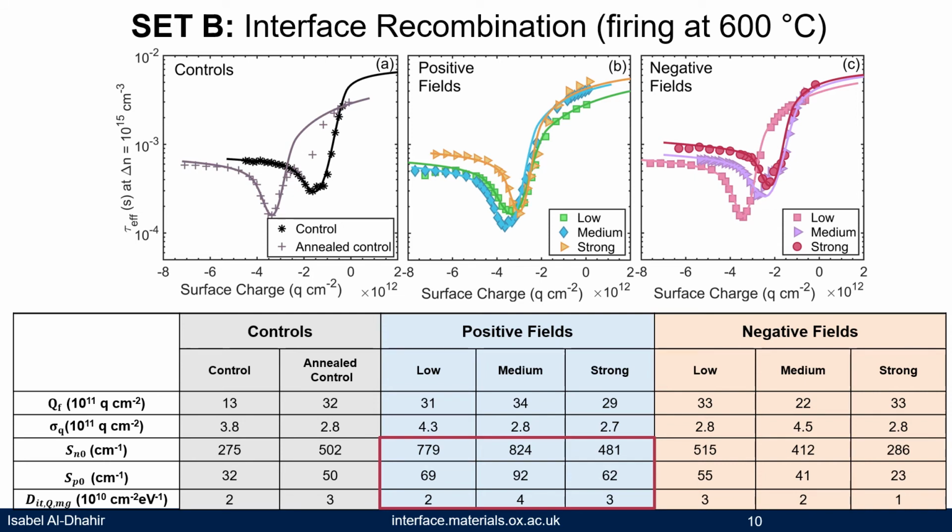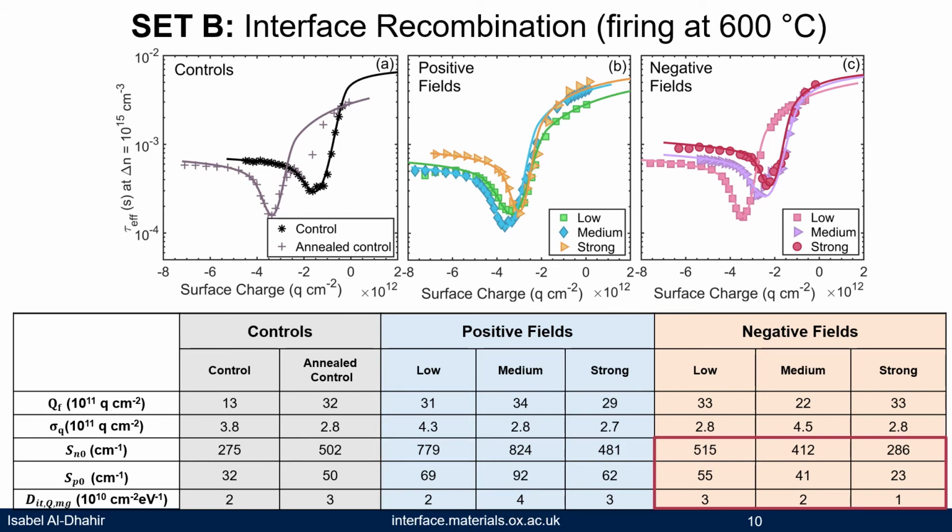Annealing in the presence of positive surface fields similarly showed worsening of the chemical passivation. Here, in all cases, the electron hole capture rates increased substantially, and under medium and strong surface fields, the density of interface states increases compared to the oxide nitride control, up to a maximum of 4 times 10 to the 10.